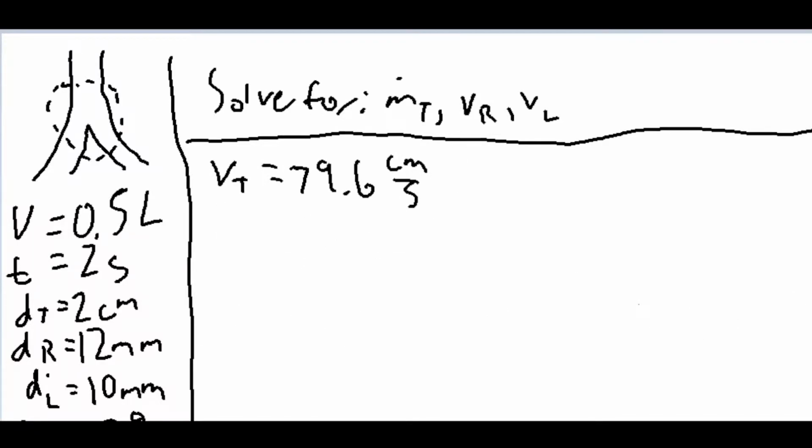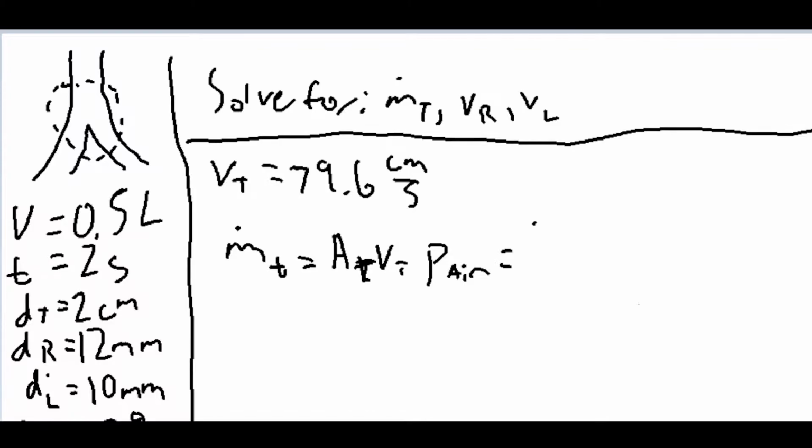So the next step, now that we know that the velocity of the air in the trachea is 79.6 centimeters per second, is to find the mass flow rate. So we can find that by multiplying the cross-sectional area by the velocity times the density of the air.